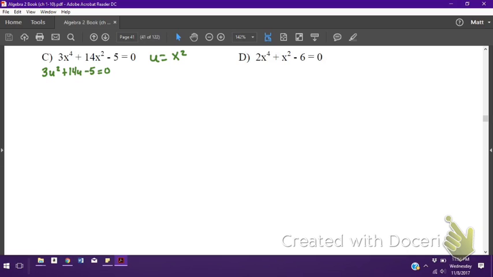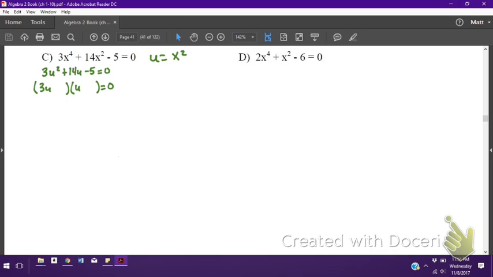Okay. Now this makes it a little bit easier for us to factor, and if I were to factor, I know that I got a 3U times something times a U equals 0. How do I know that? Well, if I were to FOIL, 3U times U is 3U squared, right? Okay, just a nice reminder on how to factor there.